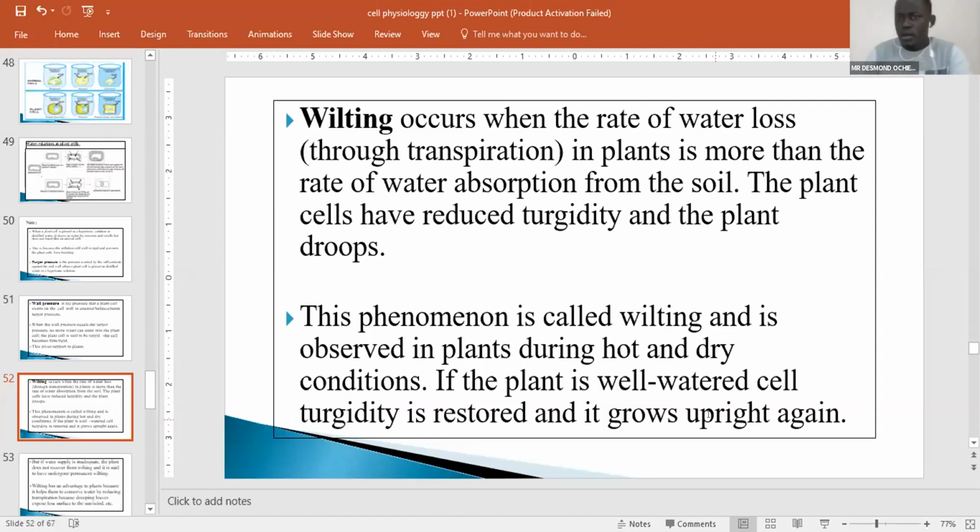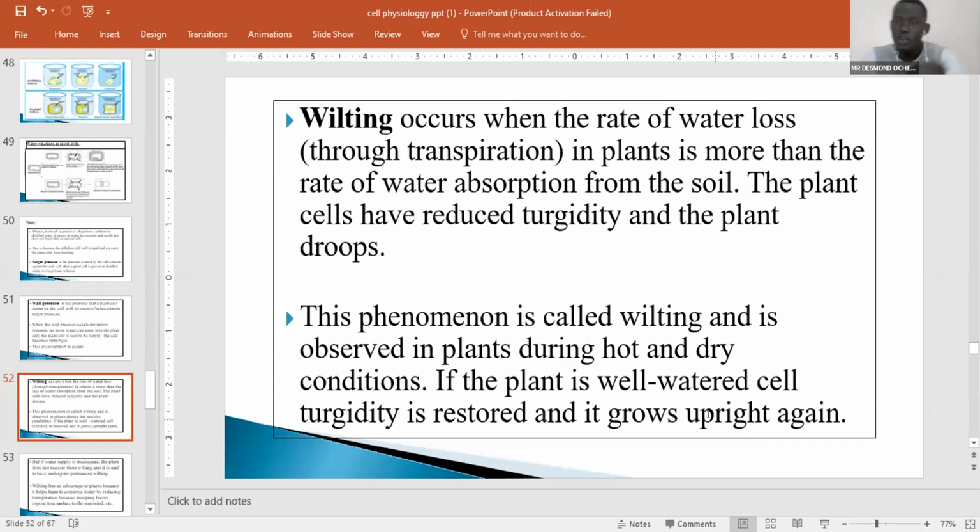Now, I believe before we proceed to wilting, there is no one with a question on water relations in plant cells and animal cells. If there is, please just let me know. Meanwhile, let us look at wilting. We know that wilting is a phenomenon that usually occurs in plants, and let me just give you a highlight of what wilting is.